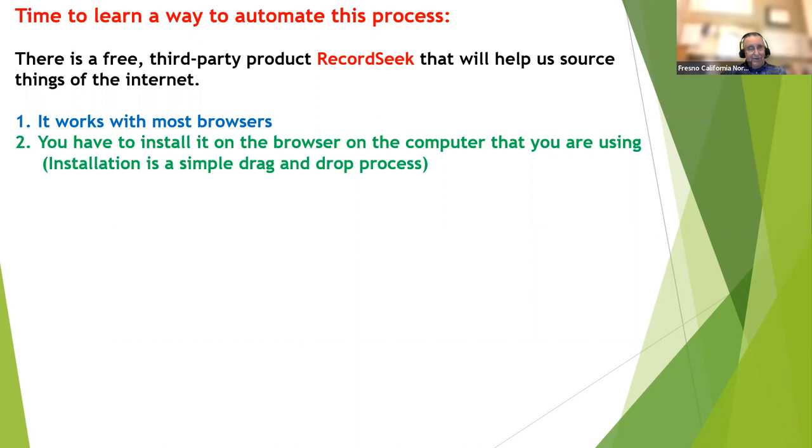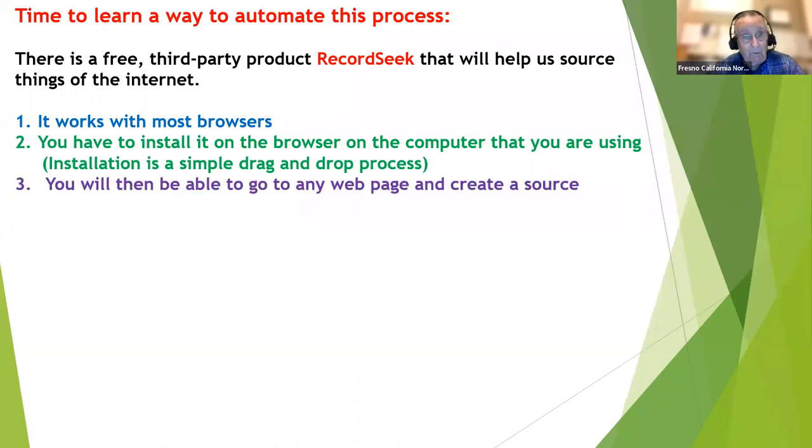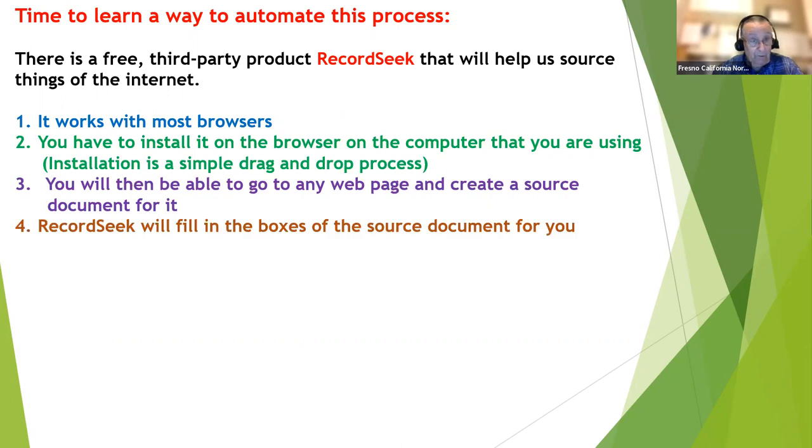So you have to understand that if you go to a new machine, you're going to probably have to download it again. You're going to see it's very simple to do, because the installation is just simply drag and drop. You can't find anything easier to install than this. Once you've got it installed, you'll be able to go to any web page and create a source from that page and make a source document for it.